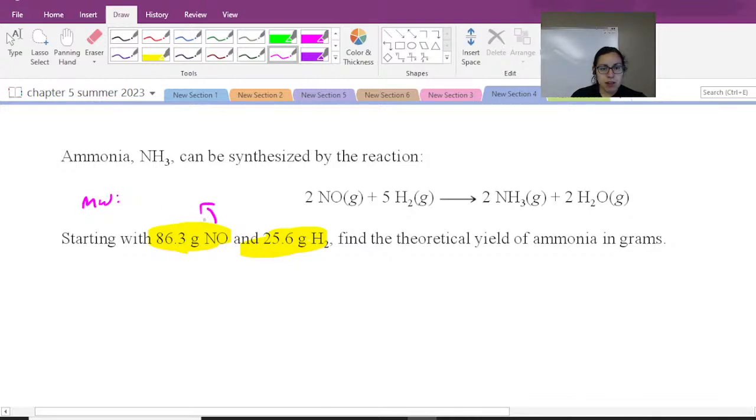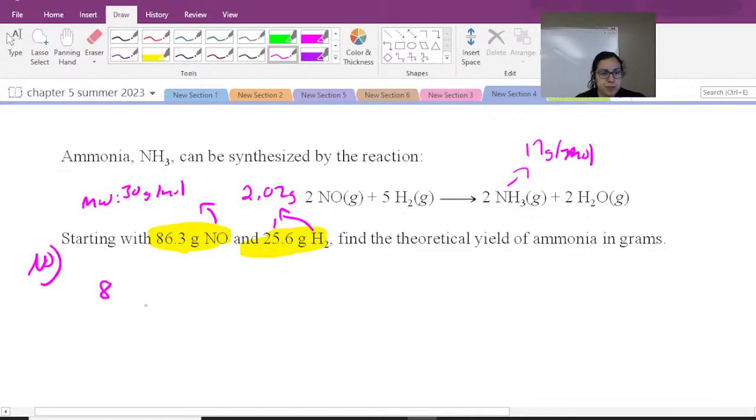So does anyone have the molecular weight of NO? 30. So about 30 grams per mole. And hydrogen, what's hydrogen? So 2 approximately, or 2.02. And ammonia, what's ammonia? 17. All right, so then we just have to do our process again.